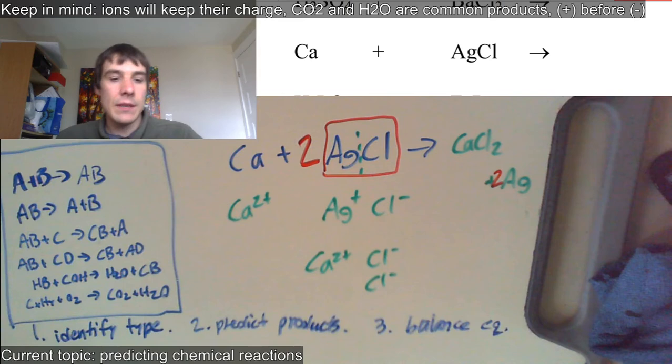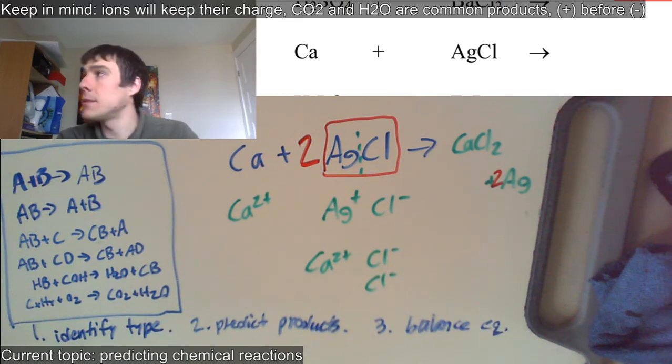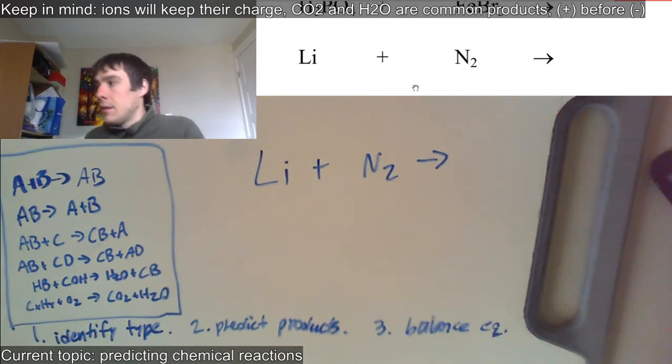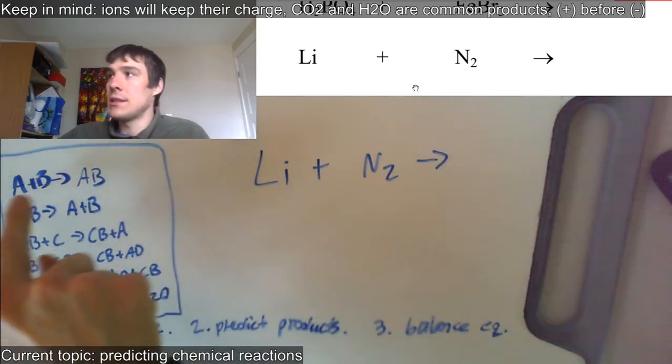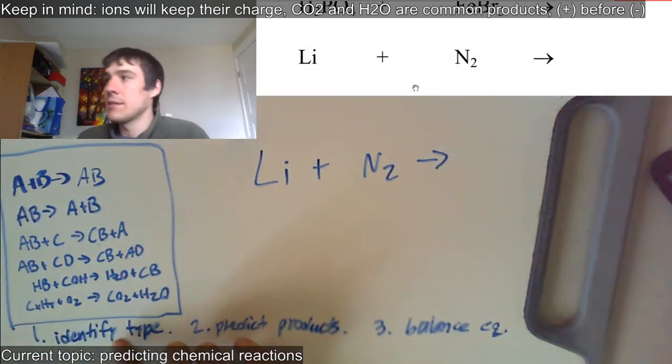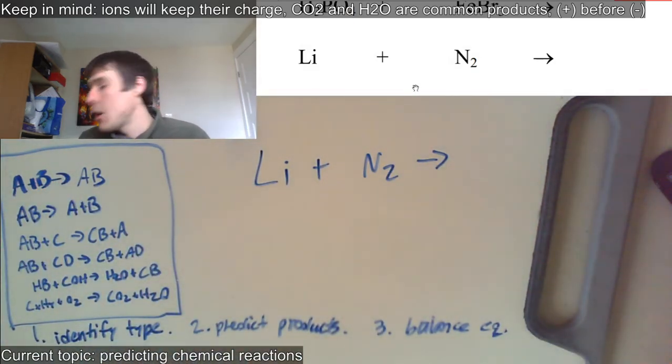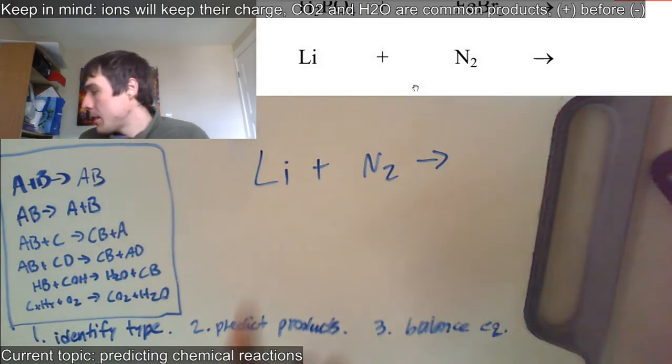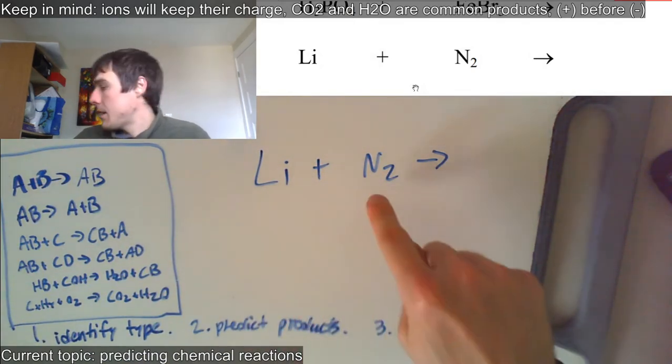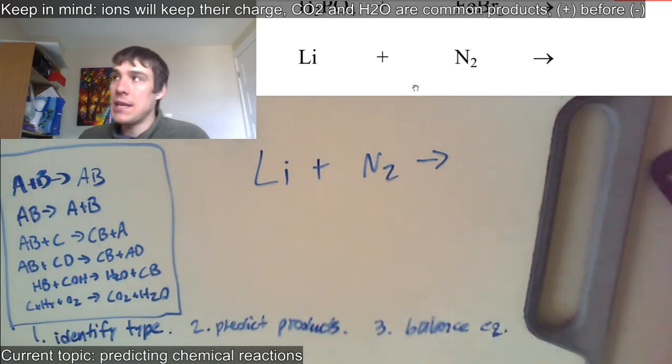Hey, you know what? We've got time for one more, and I've got just the one to do. This one looks fun. So it's lithium and nitrogen, just elemental lithium and elemental nitrogen. So we have a single thing and a single thing. The only thing that matches is this synthesis reaction. We're identifying the type as a synthesis, which means these things are going to get together. Now lithium is a metal and nitrogen is a non-metal. It's going to be ionic.